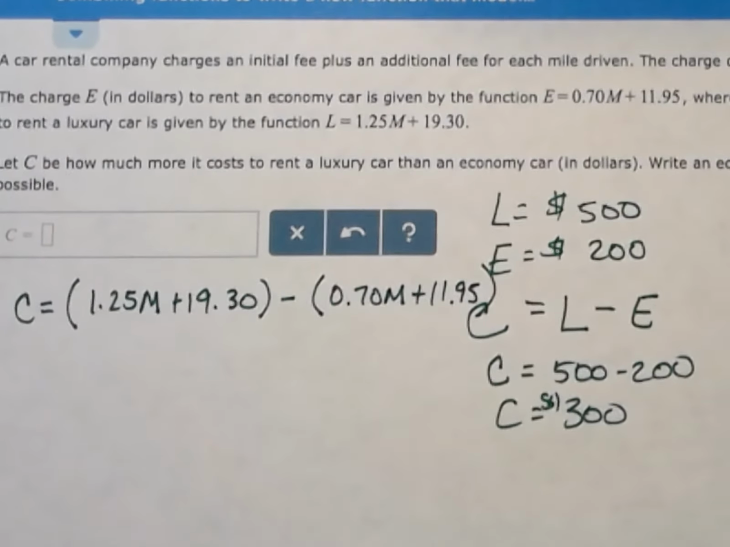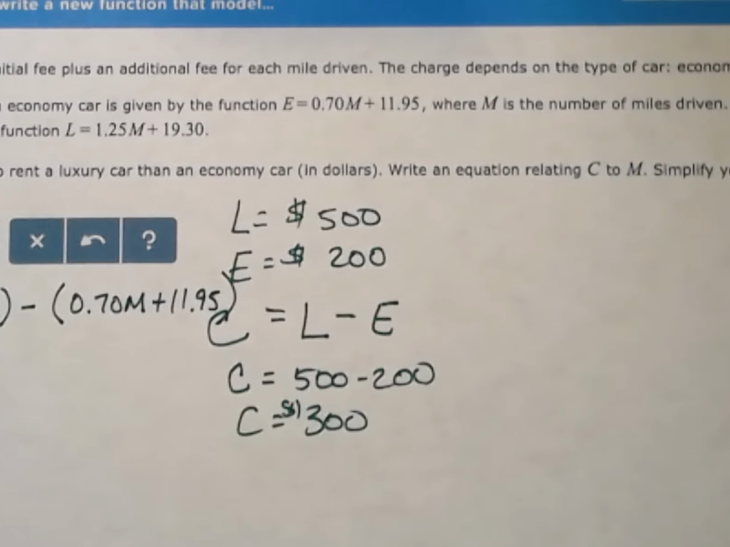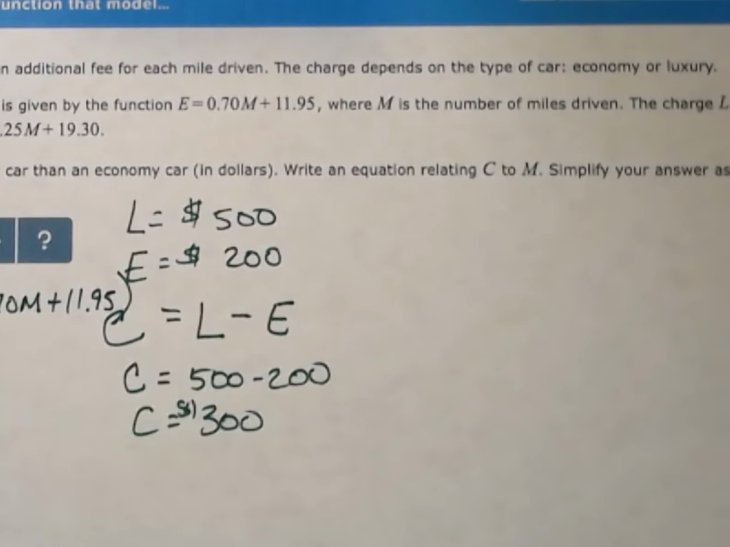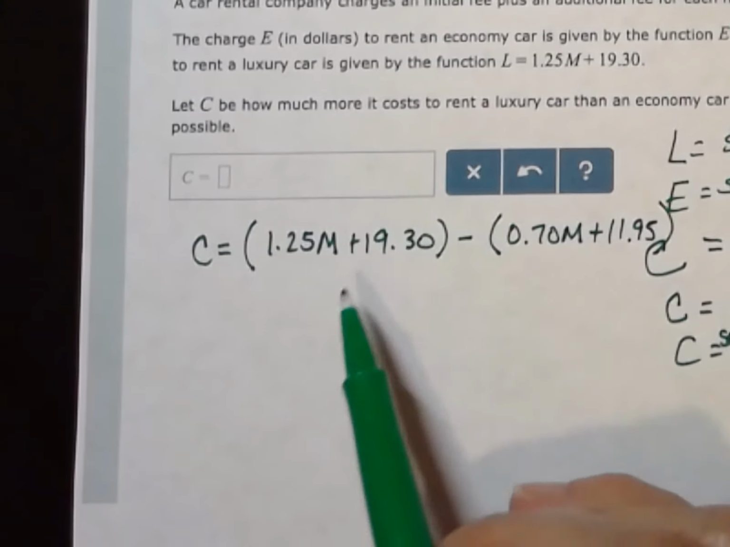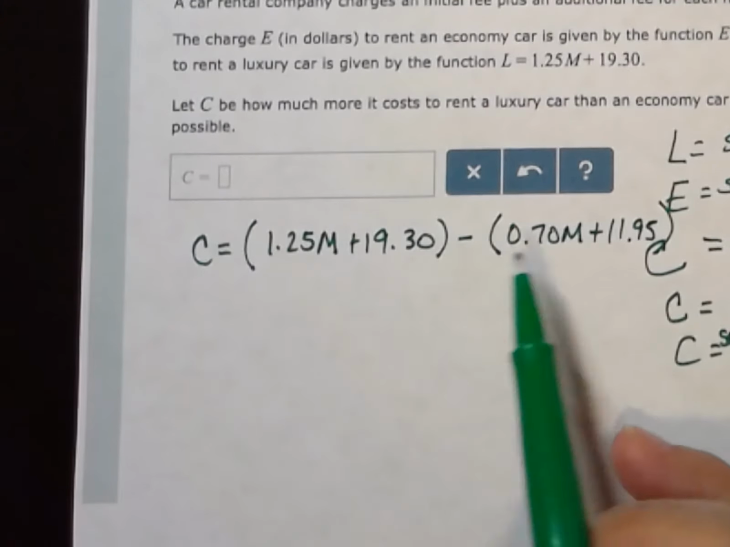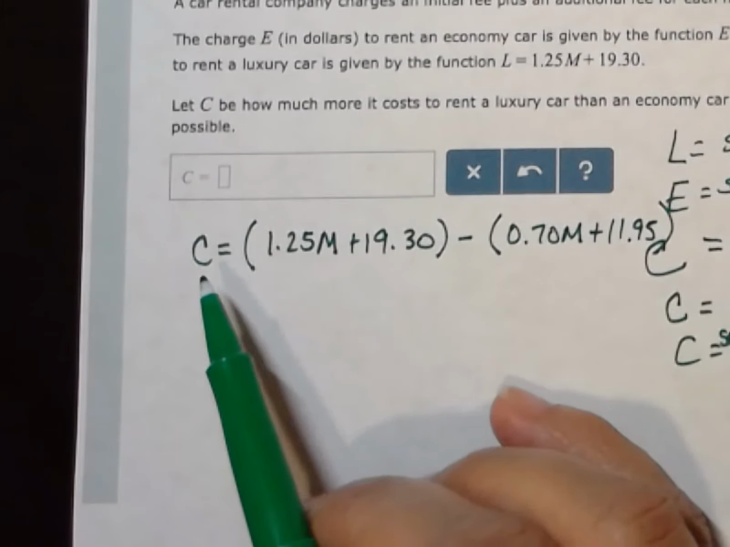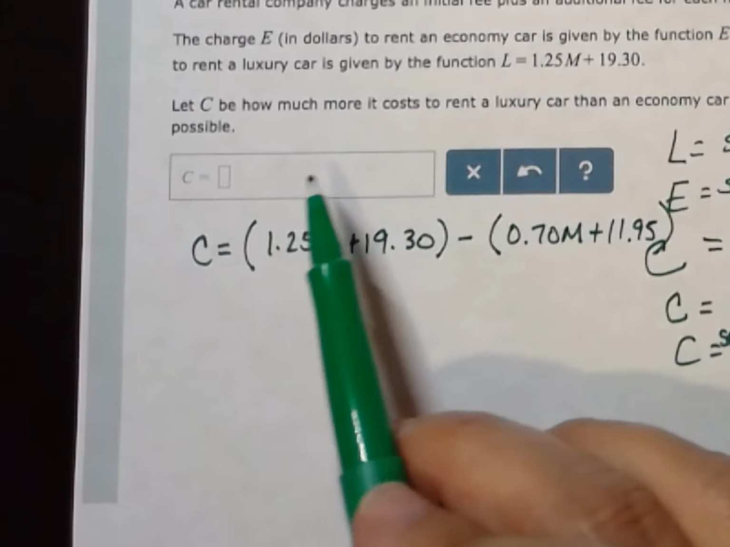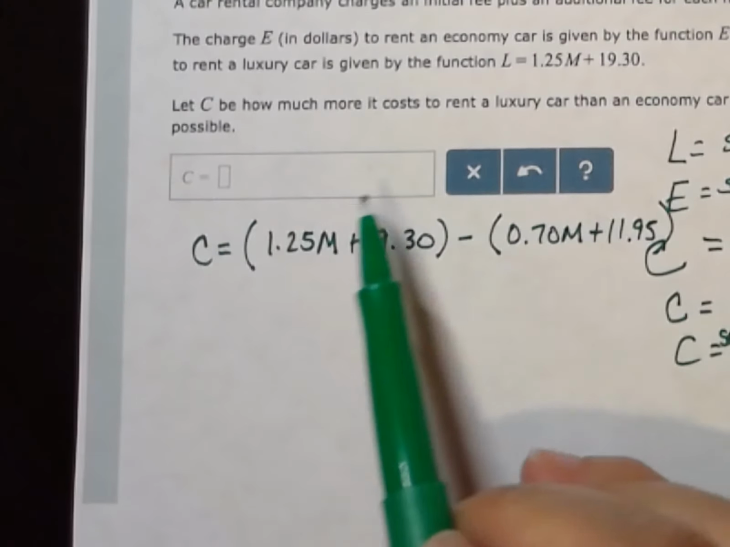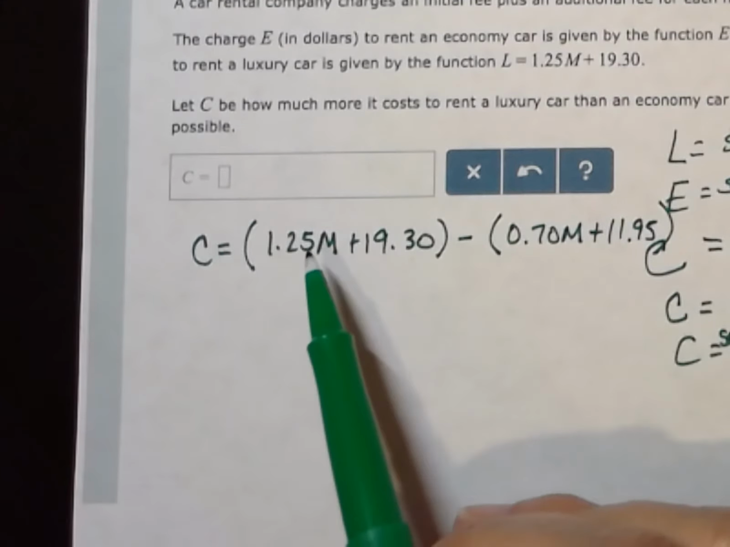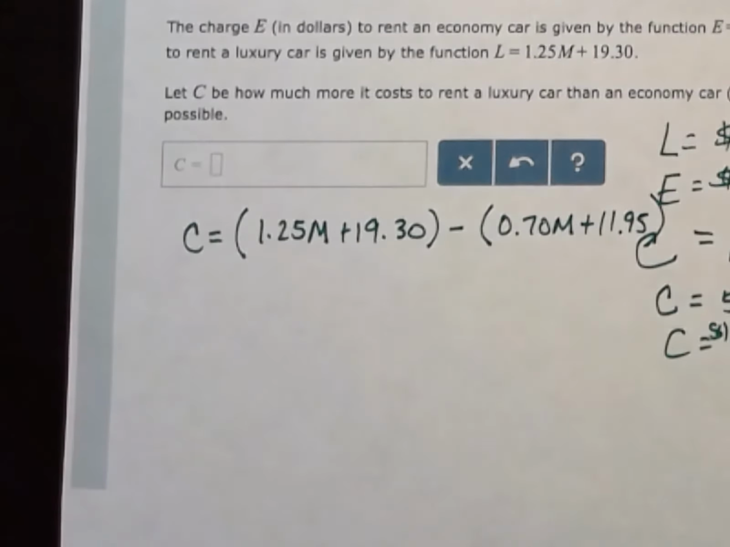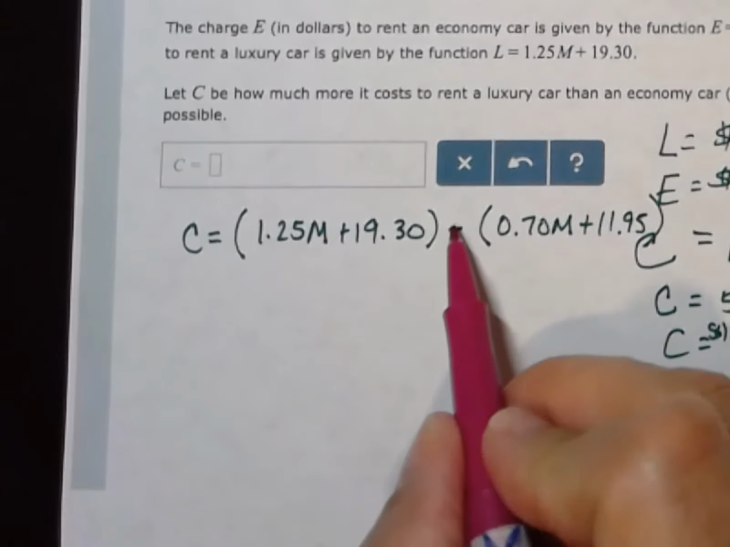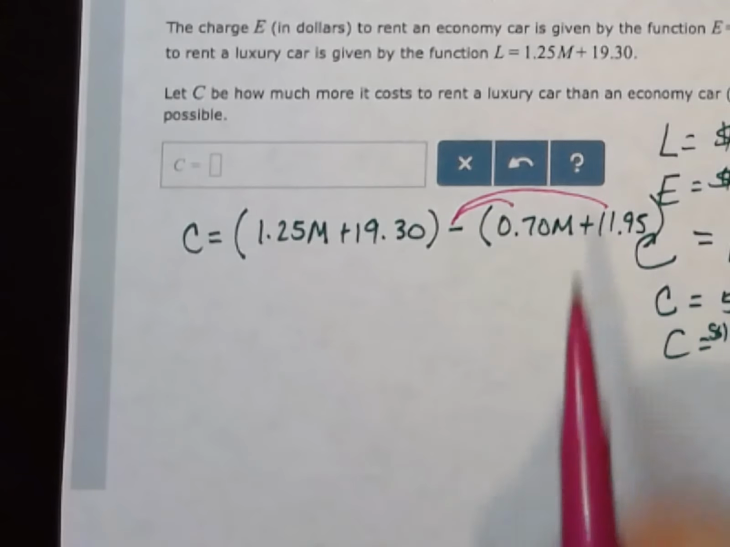But you'll notice it said in the directions, write an equation relating C to M, simplify your answer as much as possible. Notice the only variables I have here are C and M, so now I have an equation relating C to M. The second part says, simplify as much as possible. Well, I can simplify this by putting the like terms together. The first thing I have to do is take care of that subtraction, because we're subtracting that economy function. That subtraction means I subtract both of them.